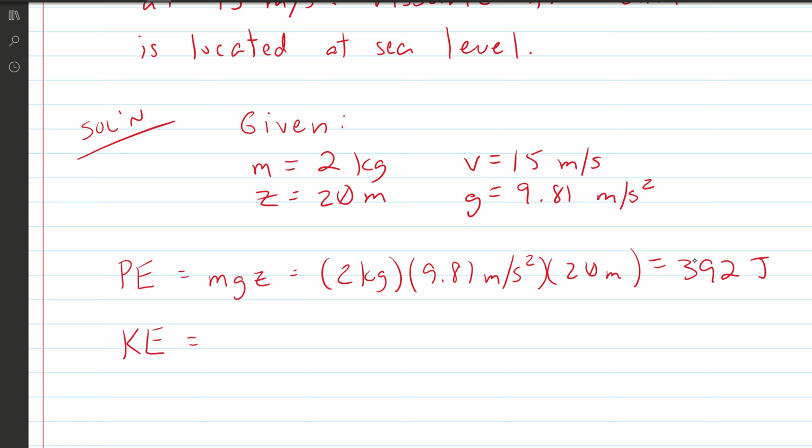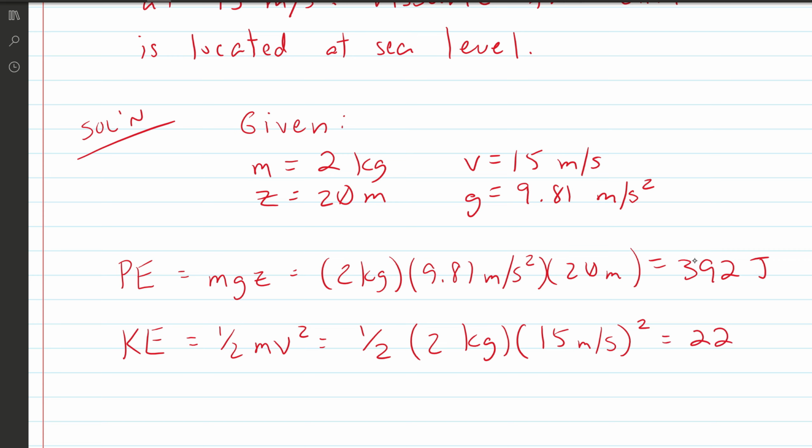Kinetic energy is 1/2 mv squared. So we have 1/2 times the mass, again, of 2 kilograms. And the velocity is 15 meters per second. And then we square that, crunch those numbers in your calculator, we get 225 joules.